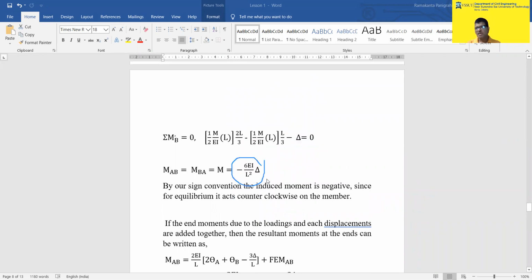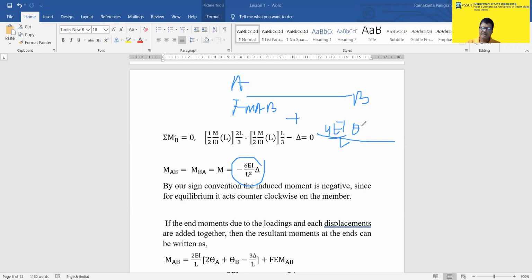Now what do you find out? Due to rotation it is 4EI. Suppose you come to end A. In the end A, what are the values we are getting? Let us draw these things, it will be clear. At A, one is the fixed end moment due to the loads. Then plus, due to the rotation, we find 4EI/L into theta A. Then plus, due to theta B, we find 2EI/L theta B. And again, due to the displacement, we find minus 6EI delta by L square.